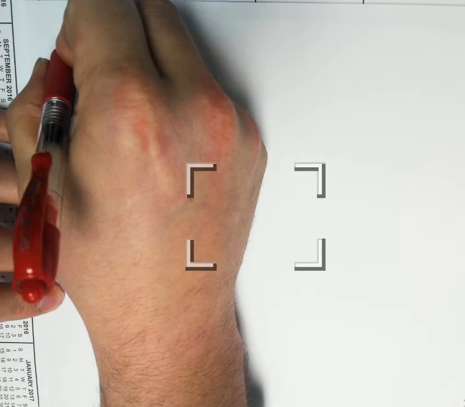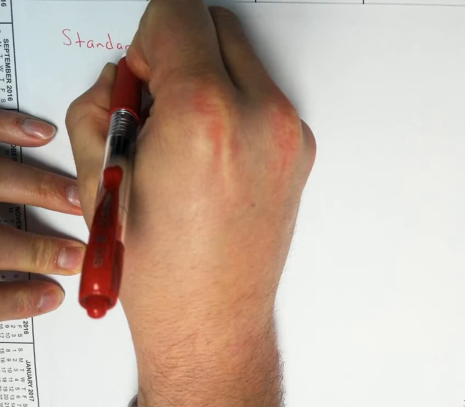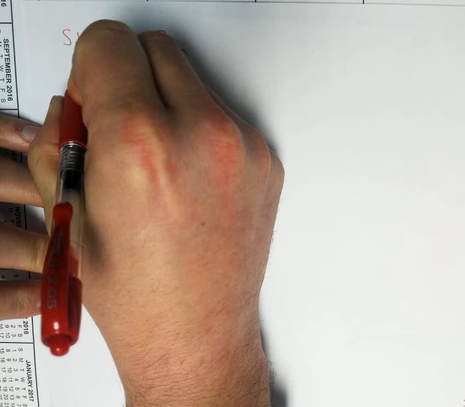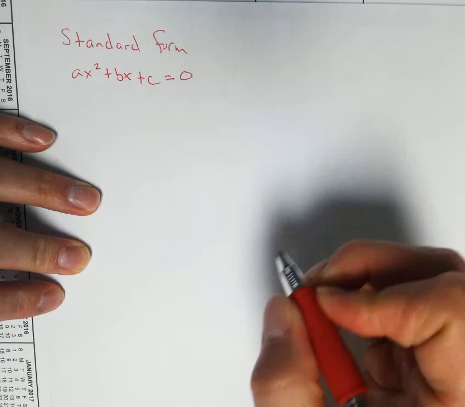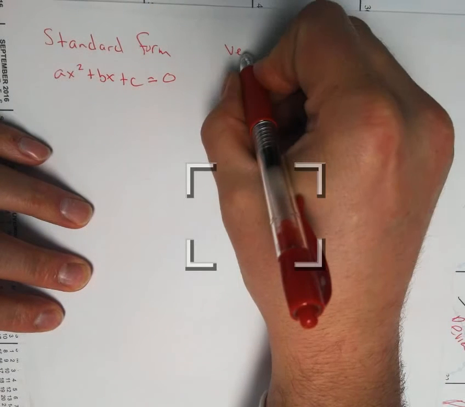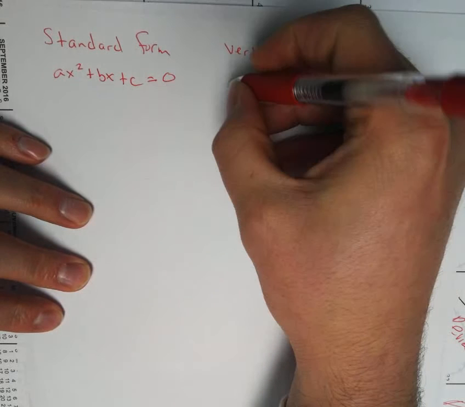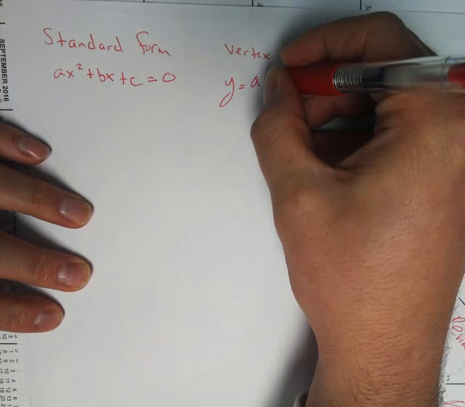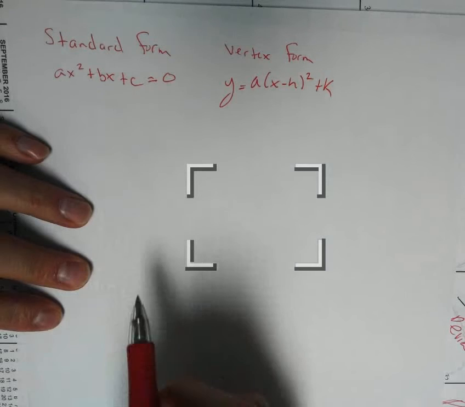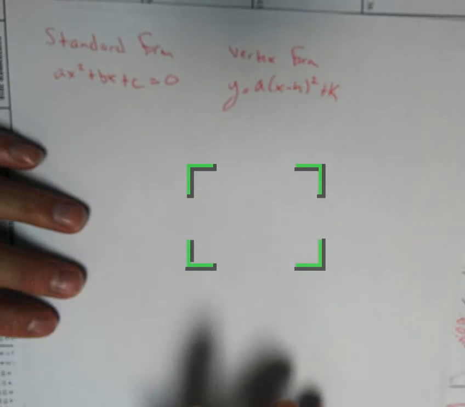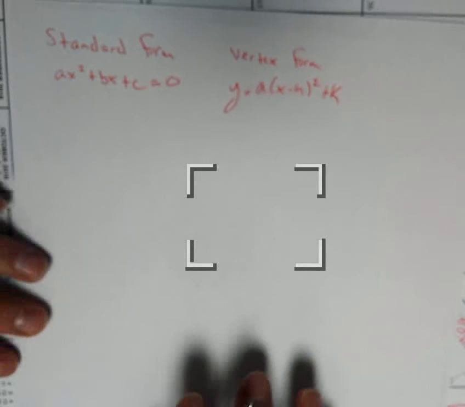So we want to begin by taking a look at the two different forms of the quadratic we might actually see. We might see the standard form of a quadratic, which is ax squared plus bx plus c equals 0. Or we might see vertex form, which is y equals a times (x minus h) squared plus k. Now, from both of these, we can determine quite a few things, and that's characteristics.